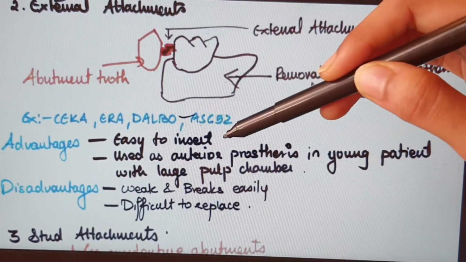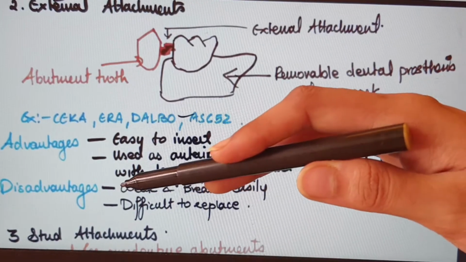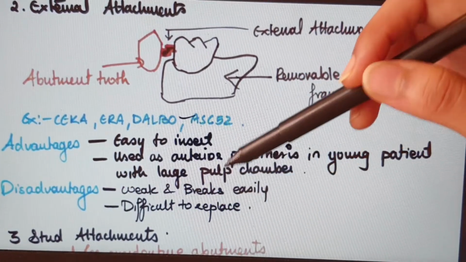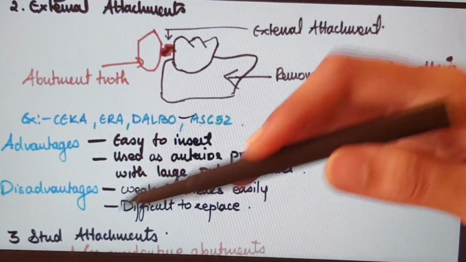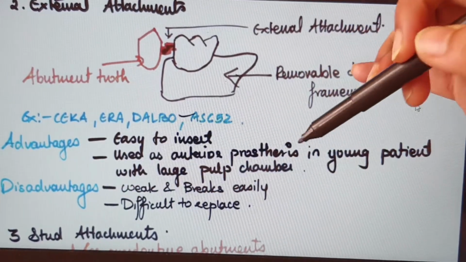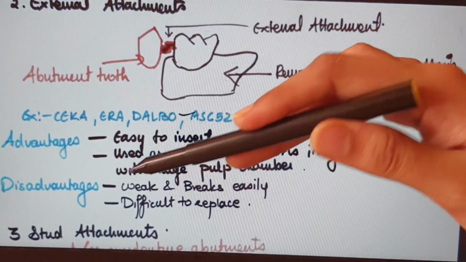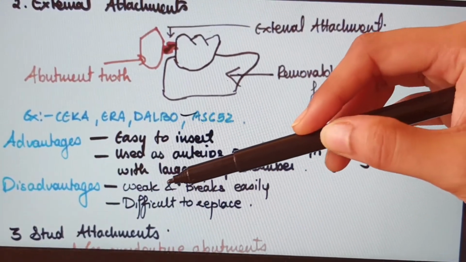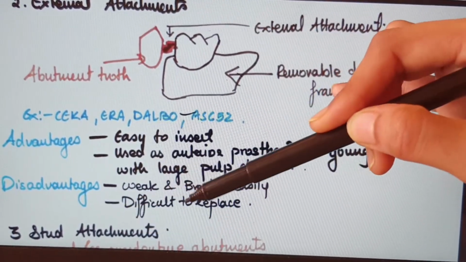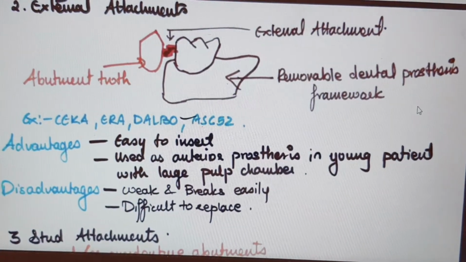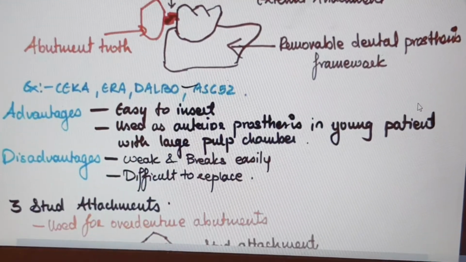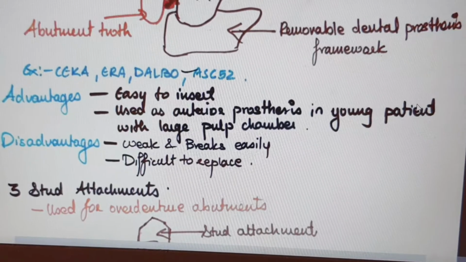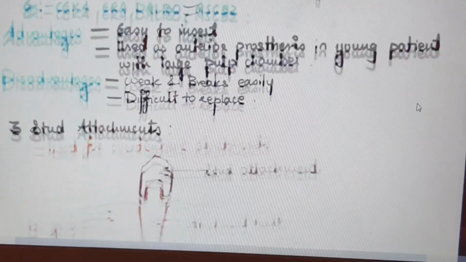The advantages of this over your internal attachment is that it is easy to insert. It can be used in your anterior prosthesis and even in cases of young patient. But the disadvantage of this type of direct retainer is that it is easily breakable and it is difficult to replace these type of attachments.